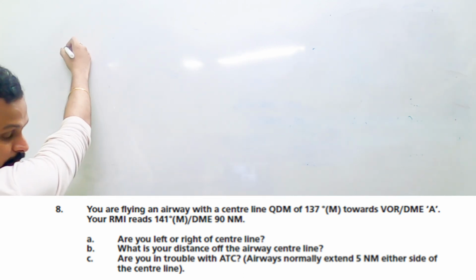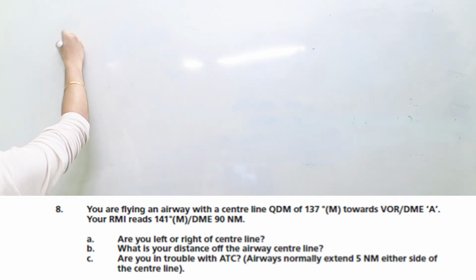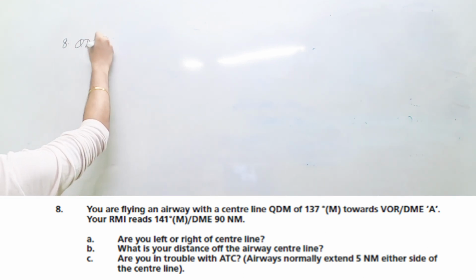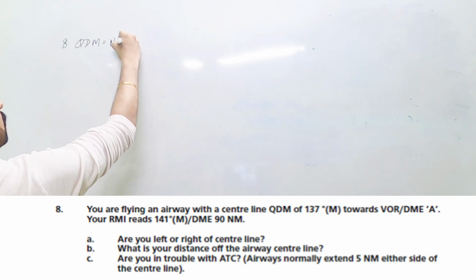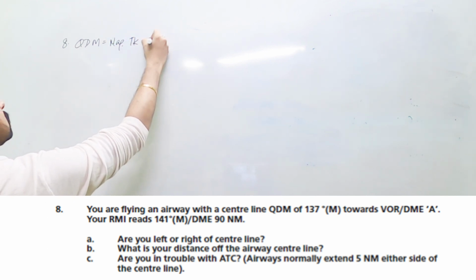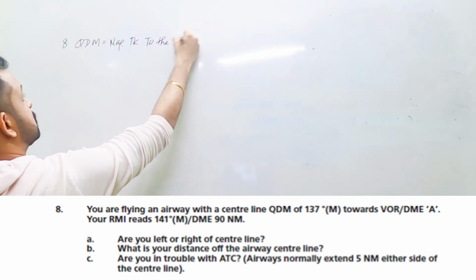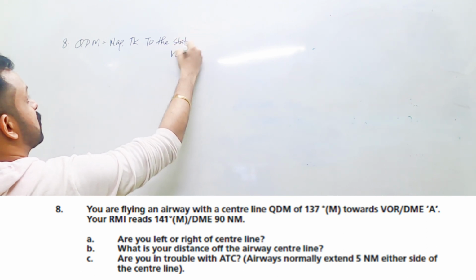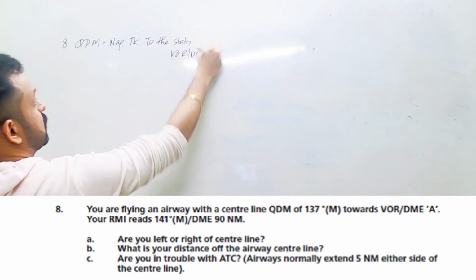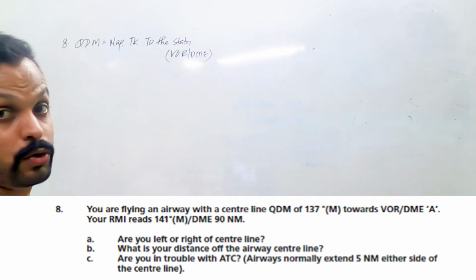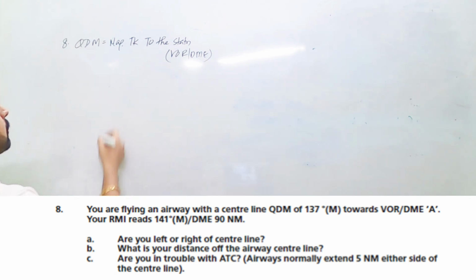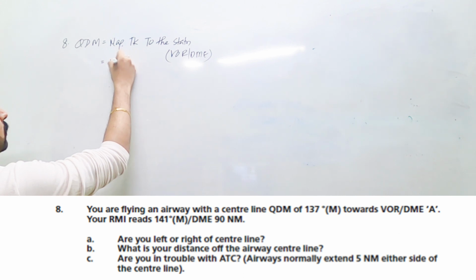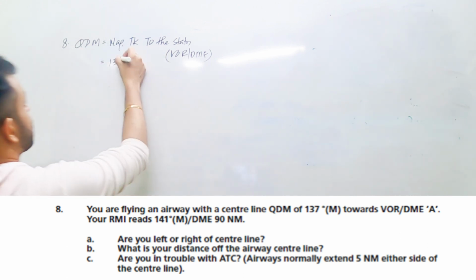So this is question number 8. What is a QDM? It is a magnetic track to the station. Now our question: the station is a VOR DME co-location here. And what is the value of QDM? 137 degrees magnetic.